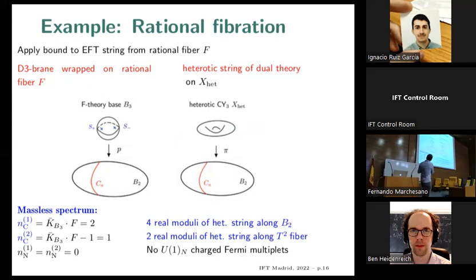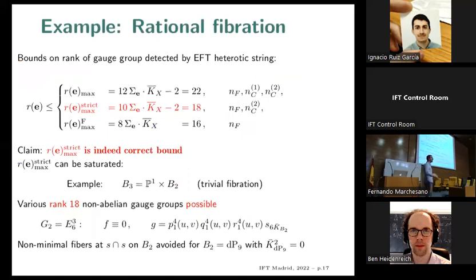But the second type of chiral moduli, there's only one complex modulus of them. This corresponds to the 2 real moduli of the heterotic string along the T2 fiber. There are no charged Fermi multiplets. So this explains why only the second type of moduli can possibly contribute to the gauge rank. Namely, the first type of moduli, this is just a geometric modulus of the heterotic string. And we would not expect this to be gauged under the actual gauge group. Whereas the 2 actual real moduli of the heterotic string along the T2 fiber, they can be gauged in the following sense. They can admit a gauge shift symmetry.